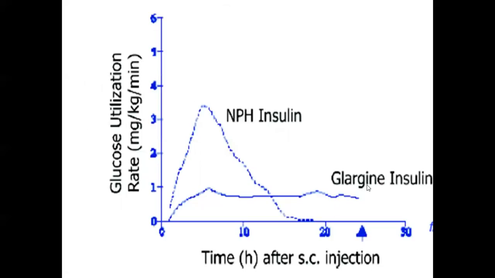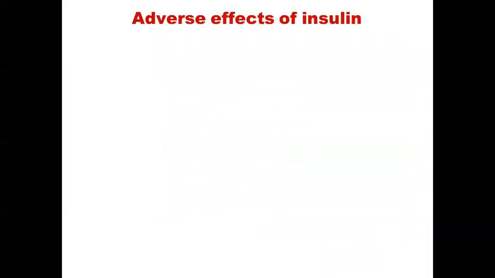And here you can see the comparison. See, NPH insulin has a peak and it acts like this. But glargine is more or less a peakless insulin, and it mimics the physiological basal secretion. It acts almost continuously at a low level throughout the day. These are the advantages of the insulin analogs.